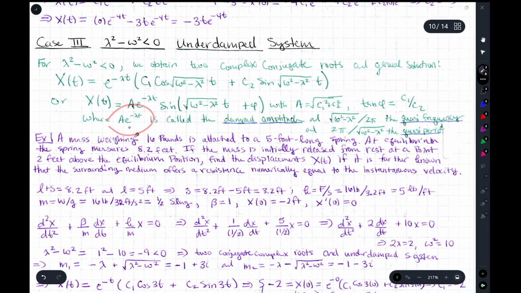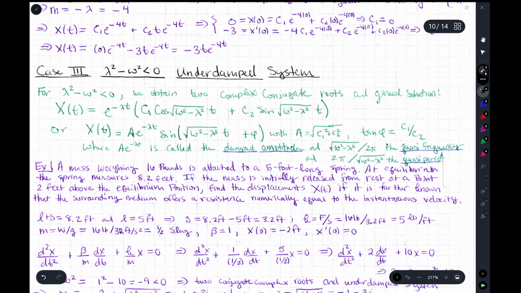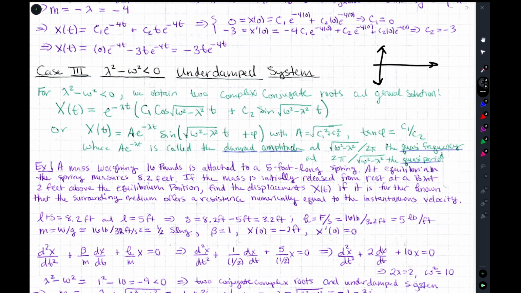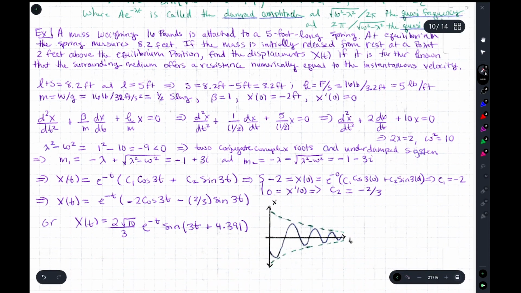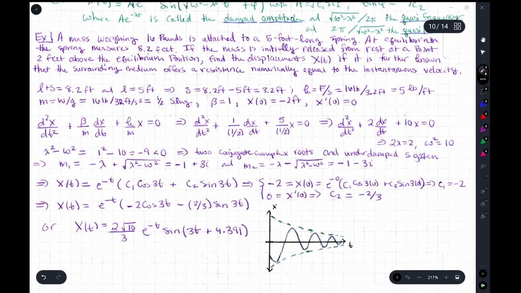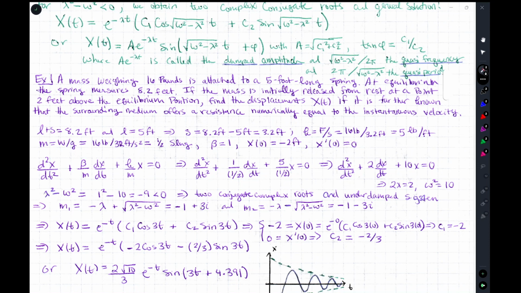And sometimes a e to the lambda t is called the damped amplitude, and this is called the quasi-frequency, and this the quasi-period. And the reason being is that with these underdamped systems, what you generally get are oscillations that die out, okay? Or we could see over here, okay? So let's look at an example.